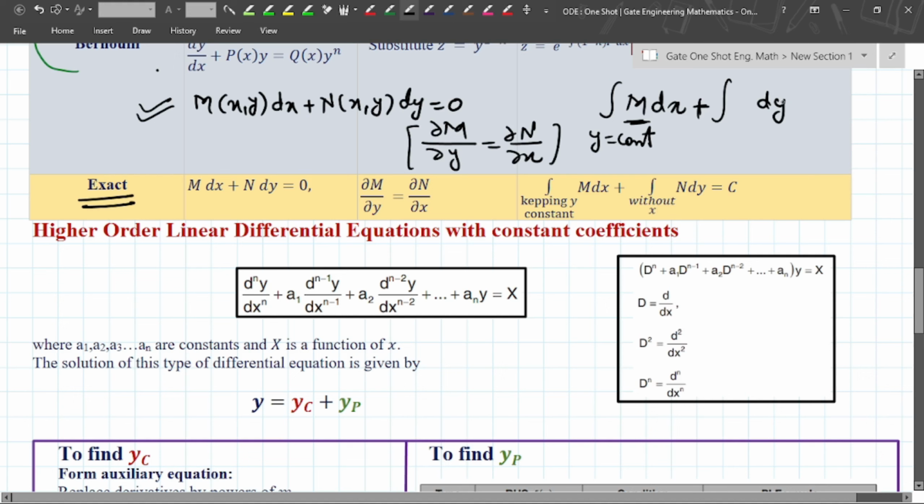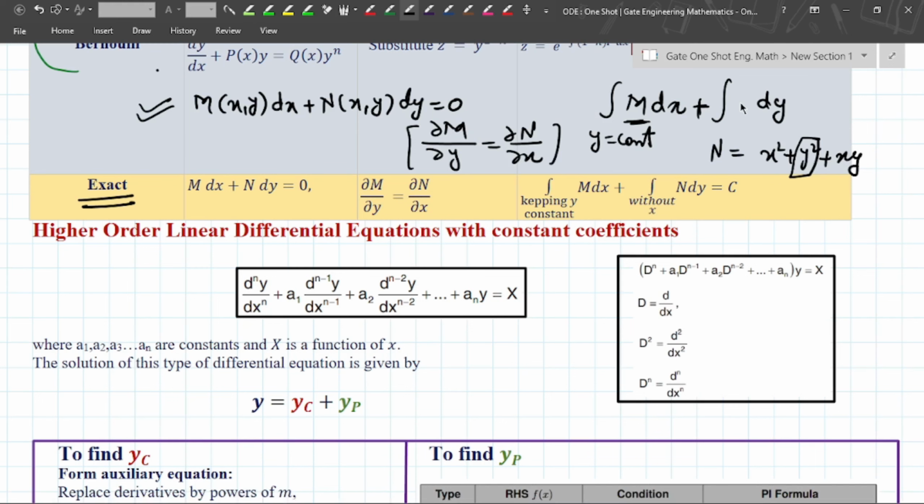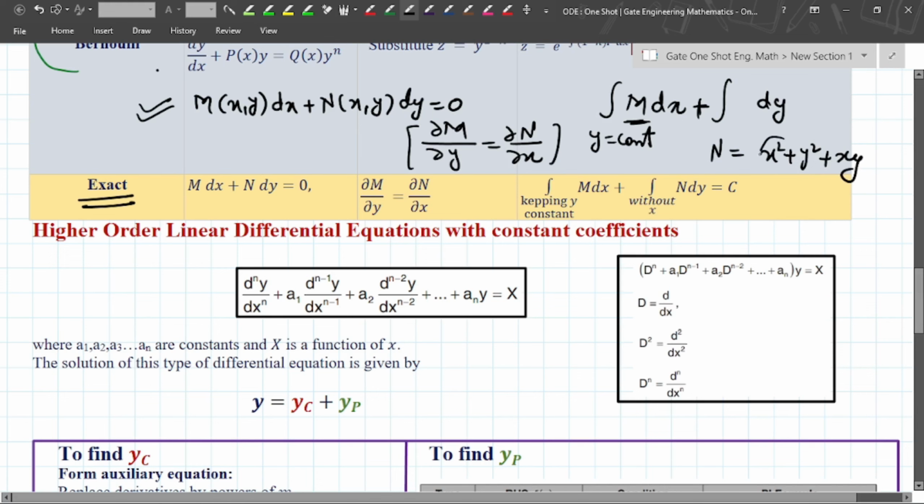It means that you are going to take N, but which N are we going to take? The N in which there is no x term. For example, if my N is equal to x square plus y square plus x into y, I will take only y square out of this N. I will neglect the others, because they contain x. So I will just write y square here, and this will be the solution of this differential equation. This is called the exact differential equation.